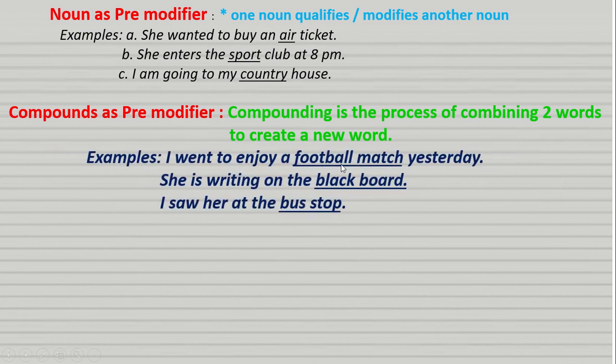I went to enjoy a football match yesterday. Look at the underlined word. Football and match both are nouns and they combine together and form a new word. So it's a compound word. She is writing on the blackboard. Black, adjective, and board, noun. Adjective and noun combined here together. I saw her at the bus stop. Noun and verb are joined together to form a new word. So when these compounds are used before the noun and modify it, that will be called pre-modifier.